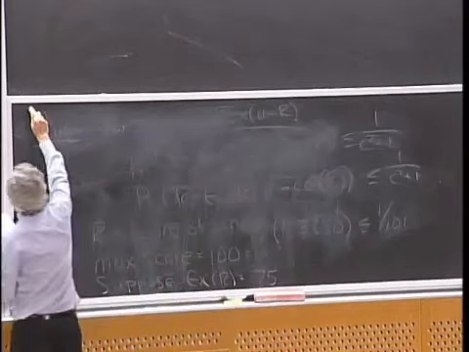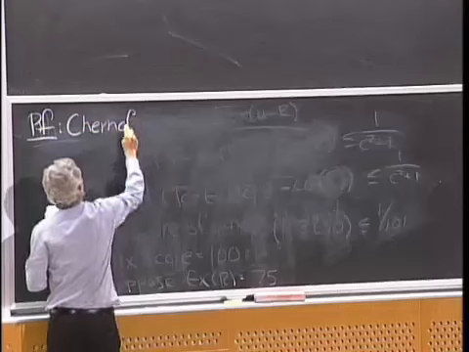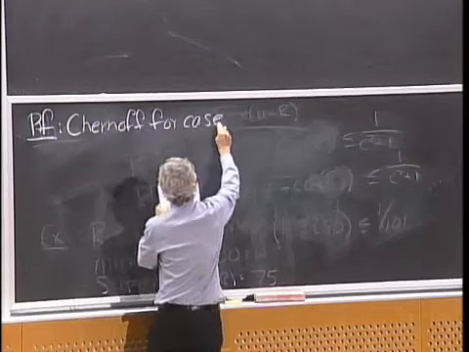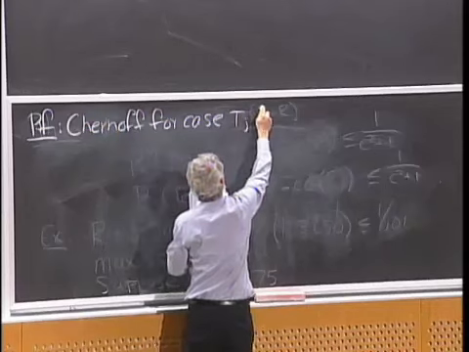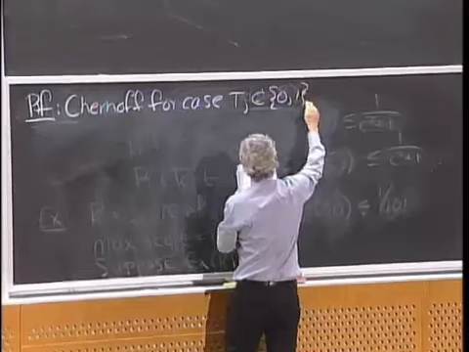All right, so we're going to do a proof of Chernoff for the special case where the T_j are either 0 or 1. So they're indicator variables.